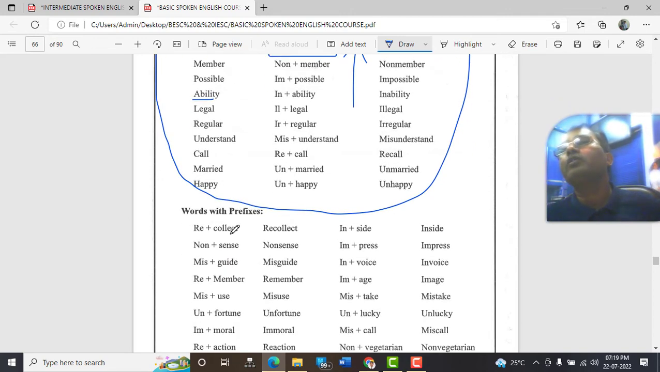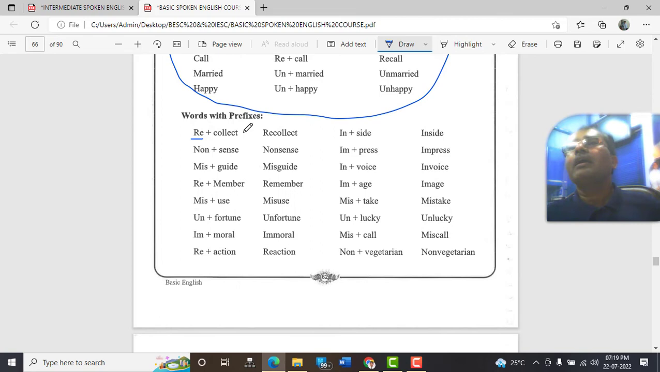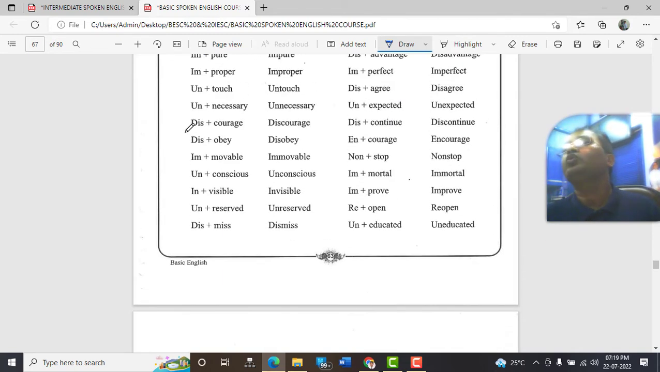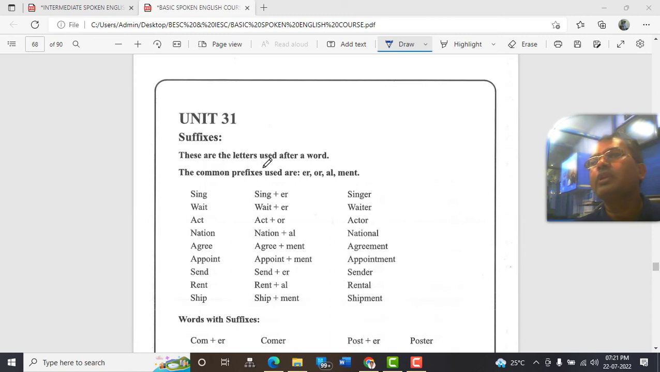Next we will talk about prefixes. Prefixes with other words: collect, recollect, side, inside. We'll be speaking on those. All these are very important. You should know how to join them and speak. You should know how to use them in the form of a sentence. You should know how to use them in the form of a conversation. After this we will go for unit 31.